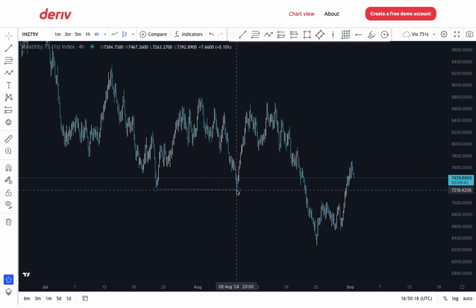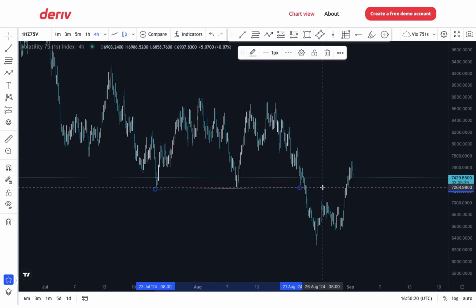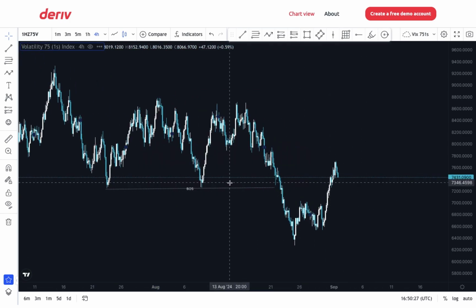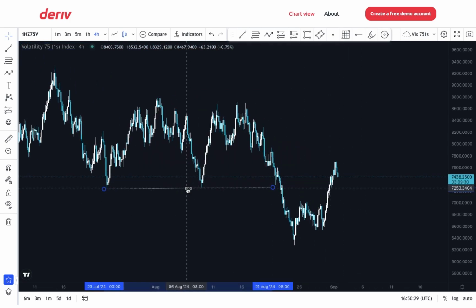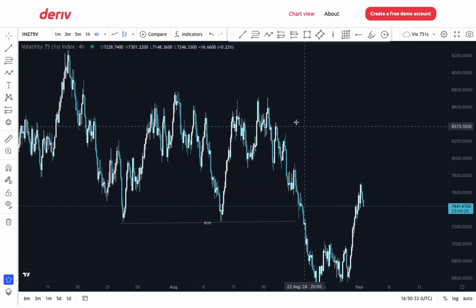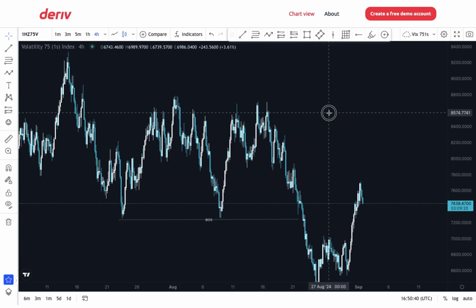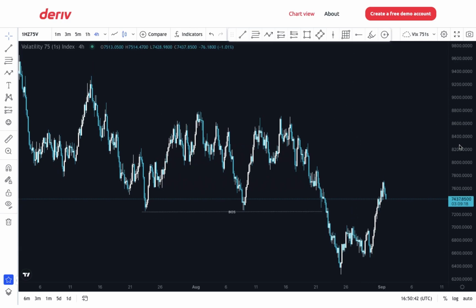So this is our break of structure here. After the break of structure, what we have to look for is what? Look for what price is likely going to mitigate to give us what? Continuation of our structure, right?